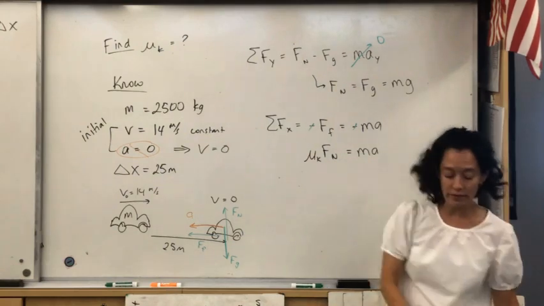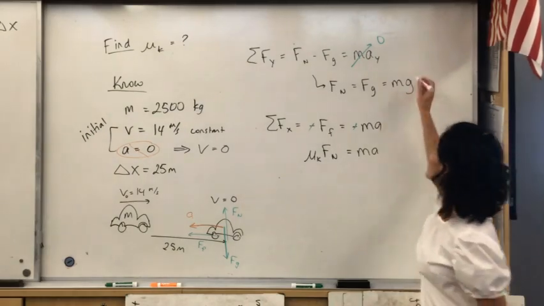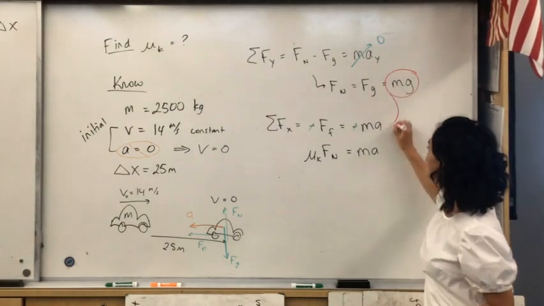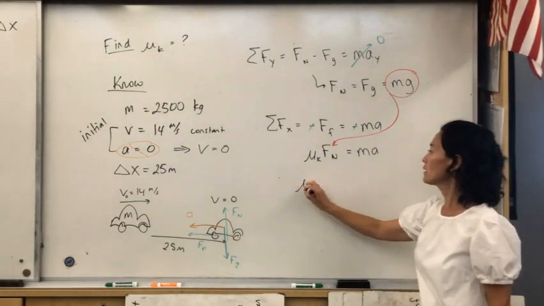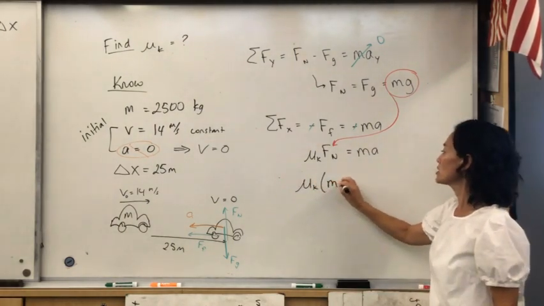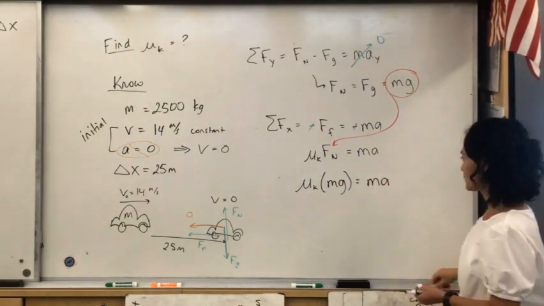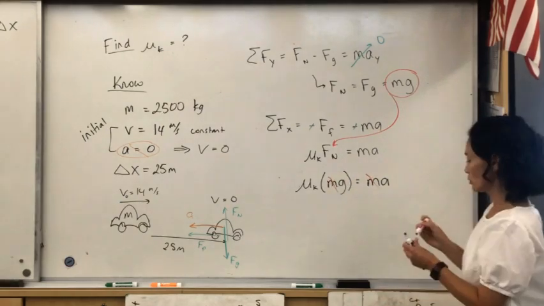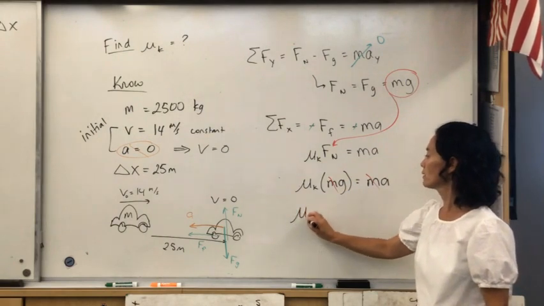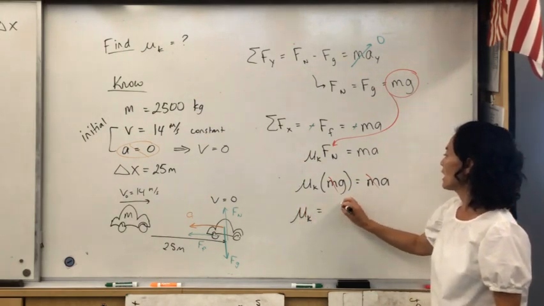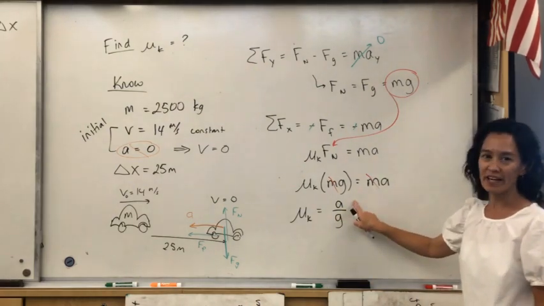And I actually have a relationship for my normal force. I know that my normal force here is equal to mg, so I can plug it in there. So I have mu k times mg is equal to ma. Some things can cancel. So mu k can equal a over g. That's great, except I don't know what a is yet.